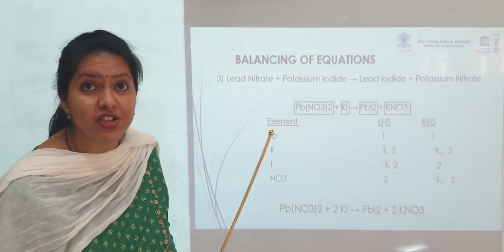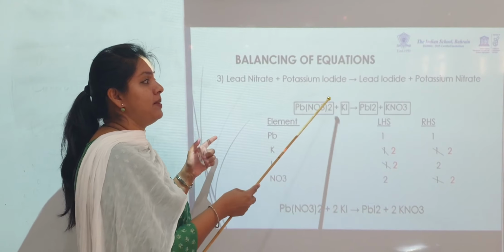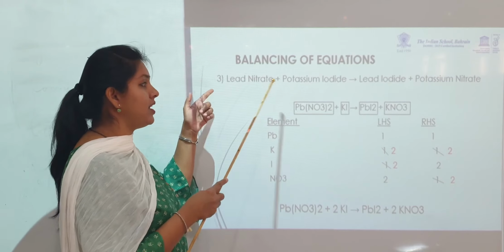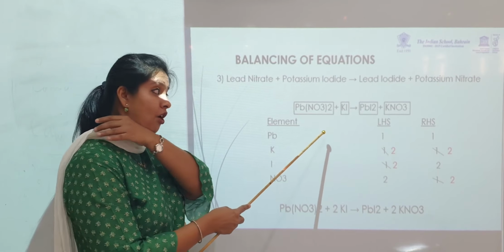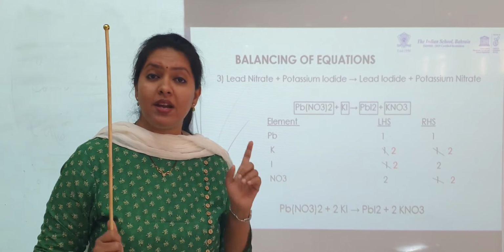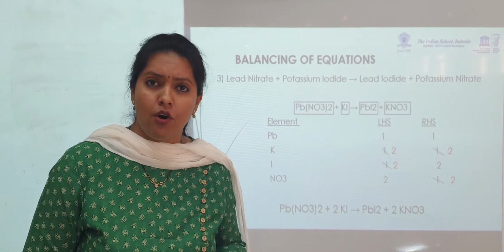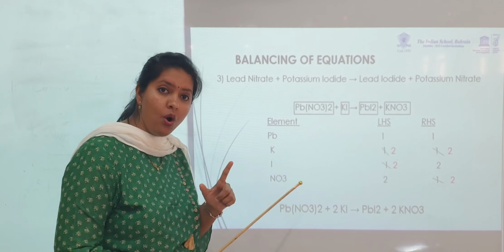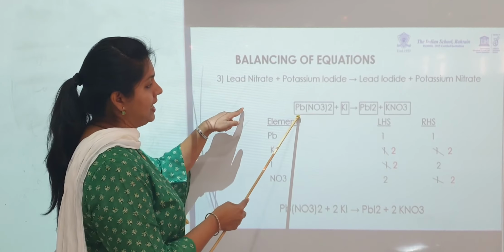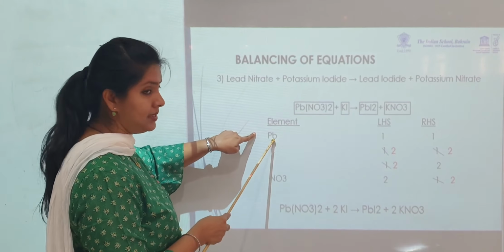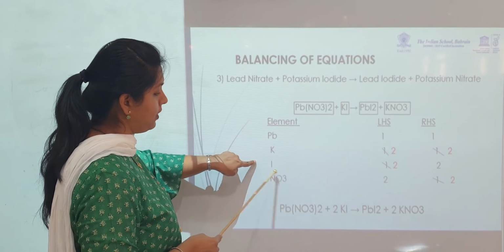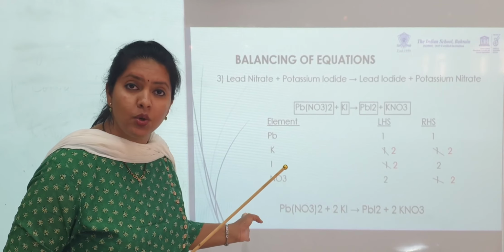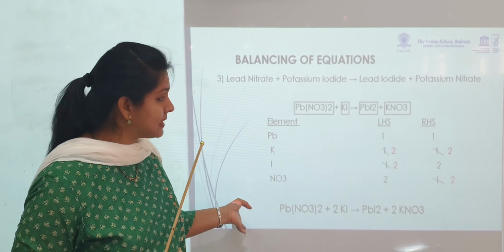Let's go to the next one, children. Lead nitrate plus potassium iodide giving lead iodide and potassium nitrate. Word equation translated into the chemical form. This is an example where a polyatomic ion is involved. Whenever a polyatomic ion is involved, take it as a whole, one whole. Do not split it. So let us list the elements: Pb, lead, potassium, iodide, and the entire polyatomic ion in the nitrate form, NO3. You have learnt what it is in class 9.